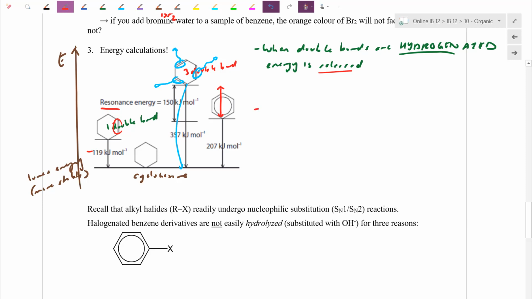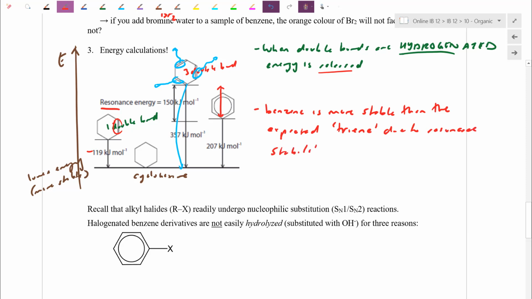So from this diagram here, benzene is more stable than the expected, we're going to call it a triene molecule, so having 3 double bonds, due to resonance stability, due to that delocalization of electrons.